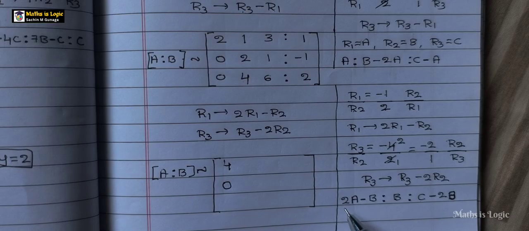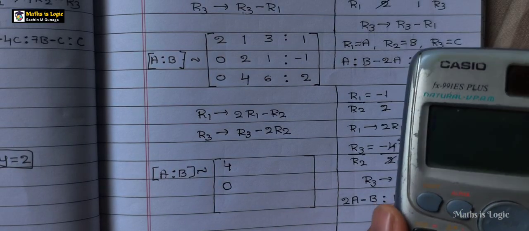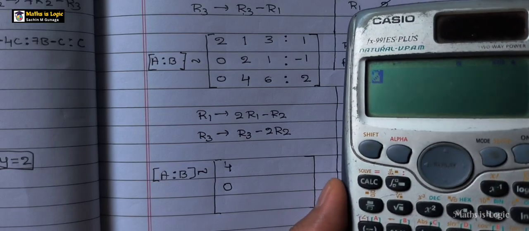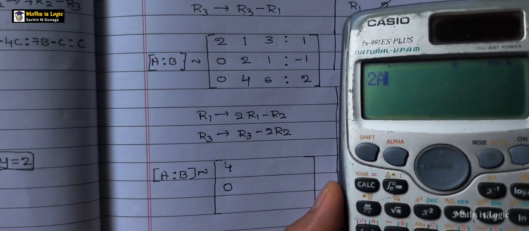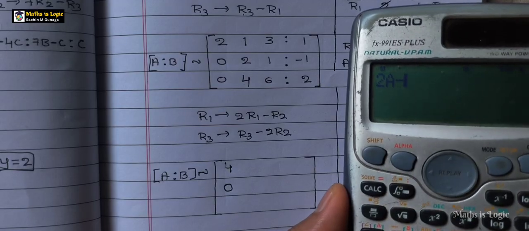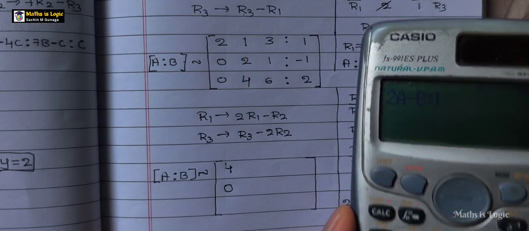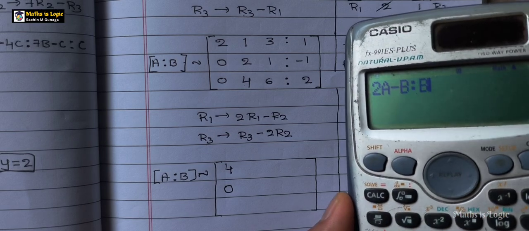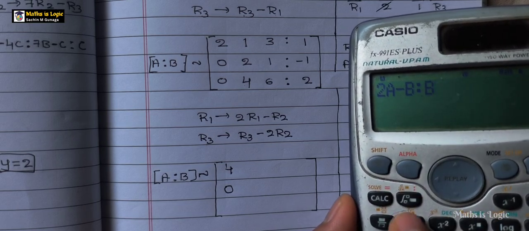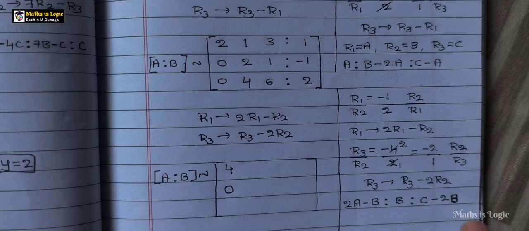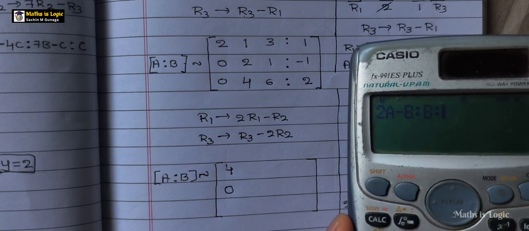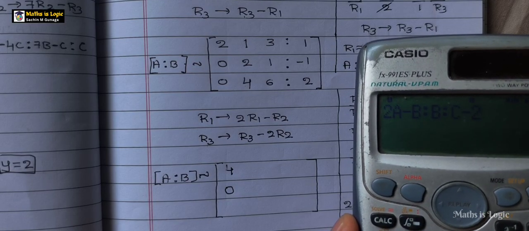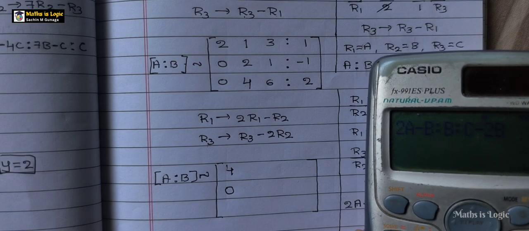So now apply this formula in the calculator. First 2A minus B. So 2, press alpha A, minus, press alpha B. Then press alpha colon, B as it is. Press alpha B. Again press alpha colon, C minus 2B. Press alpha C minus 2, press alpha B.